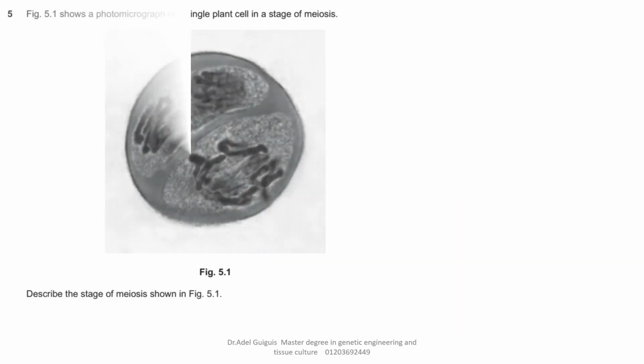Question number 5. Figure 5.1 shows a photomicrograph of a single plant cell in a stage of meiosis. Describe the stage of meiosis shown in figure 5.1. Please believe in your eyes. Here are two cells. They are plant cells, so they are joined by the middle lamella, not a complete cell wall. Okay.